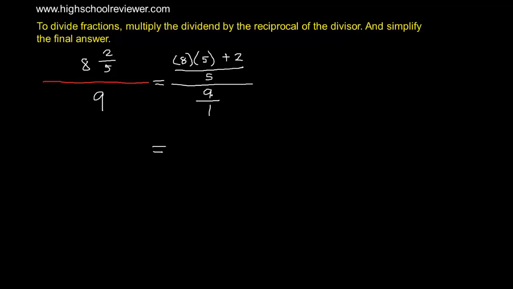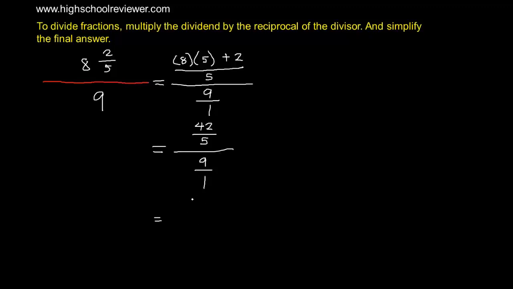Continuing, 8 multiplied by 5 is 40, and 40 plus 2 is 42. So we have 42 all over 5, divided by 9 over 1. And then we can now divide these two fractions. This will be our dividend, and this is our divisor.